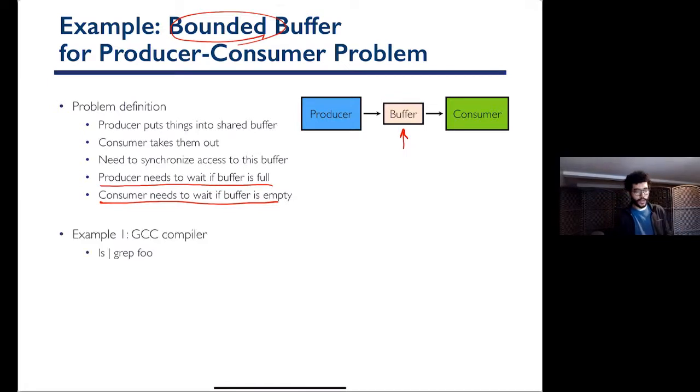Examples of this are, for those of you who have pipelined processes in command prompt. For example, you do ls and then use a pipe and then grep something. So in this case, ls is the producer. It produces characters or text for grep to consume and search over to find foo, right? So this is one example of producer consumer.